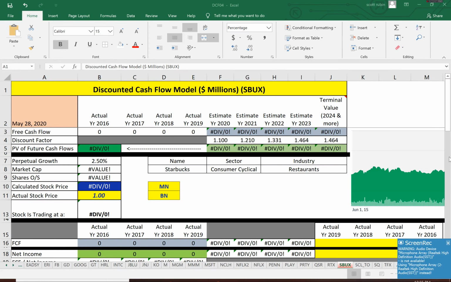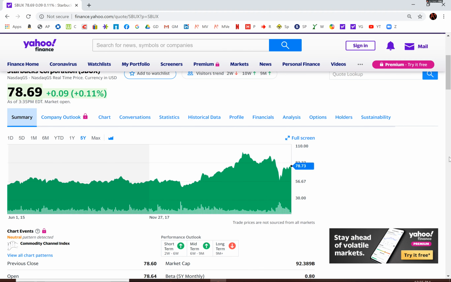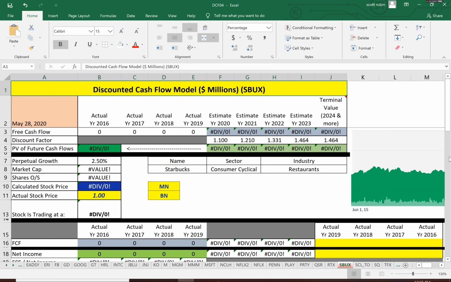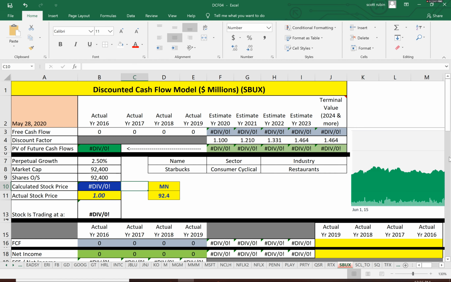We're going to calculate the stock price for Starbucks using prior financial information. The first step is we need the market cap, 92.4 billion. And they're trading at 78.69.